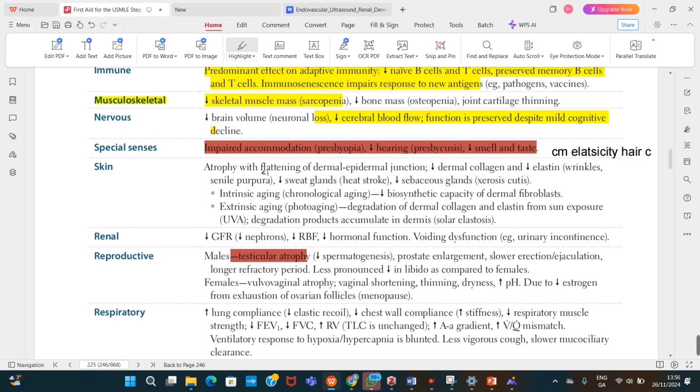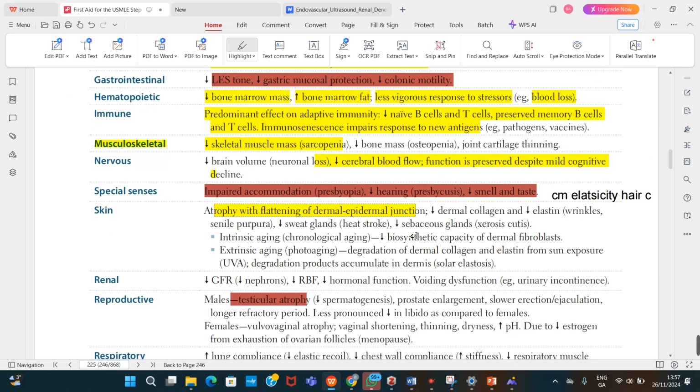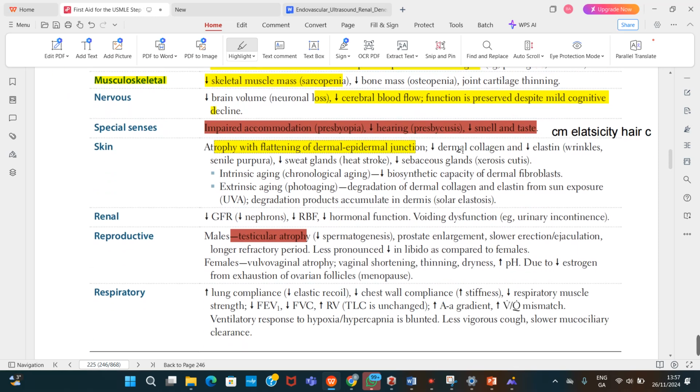Skin. So there's atrophy of the dermal epidermal junction. There's degeneration of the collagen and elastin. We already know that because of telomere shortening, epigenetic mutation silences expression of collagen and elastin. And from what we talked about in dermatology, senile purpura, in which you don't have enough collagen and elastin to support the skin vessels. They can easily rupture, right? And there's going to be bleeding.